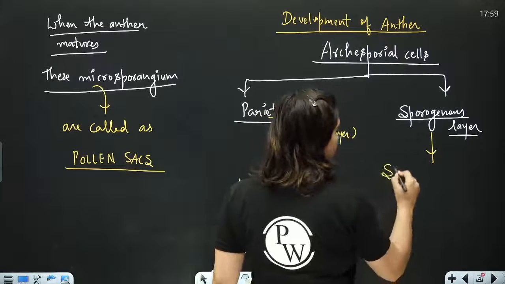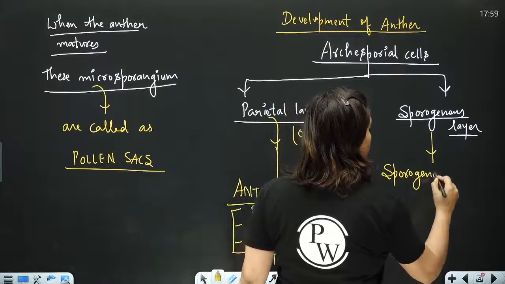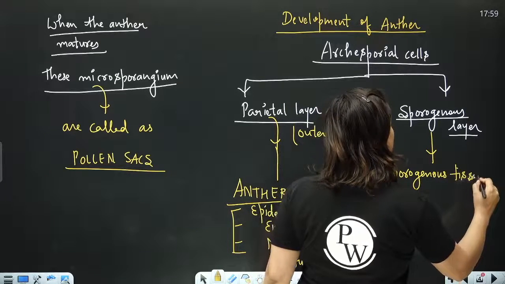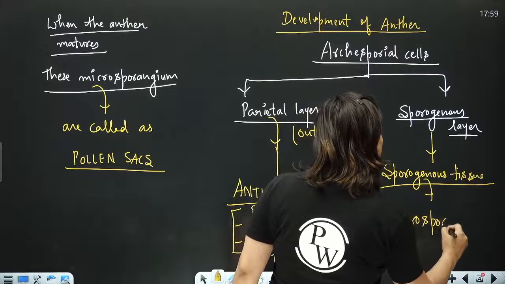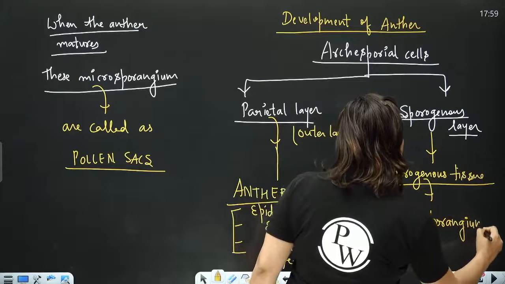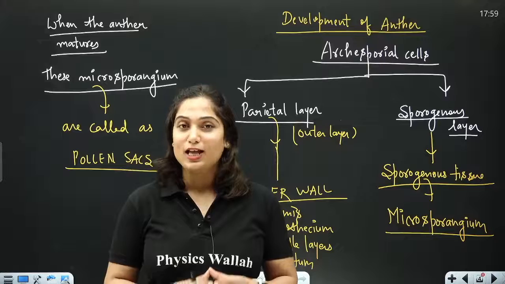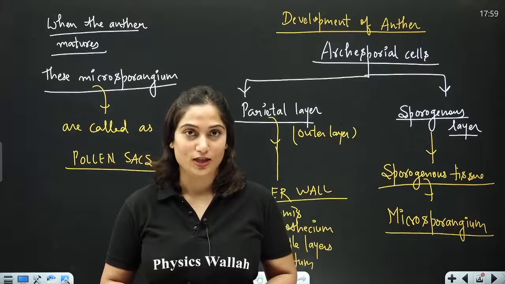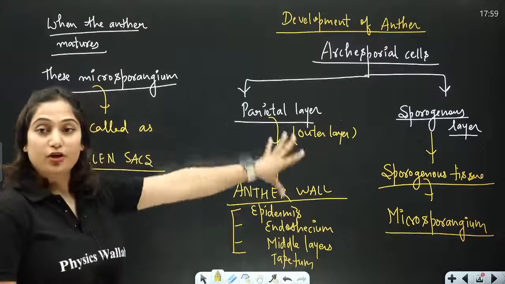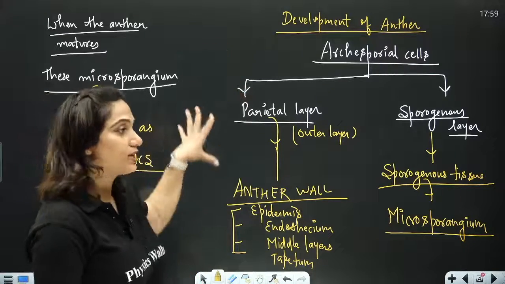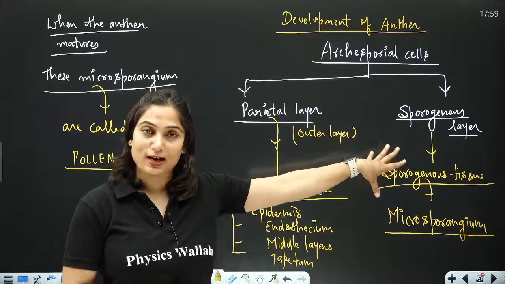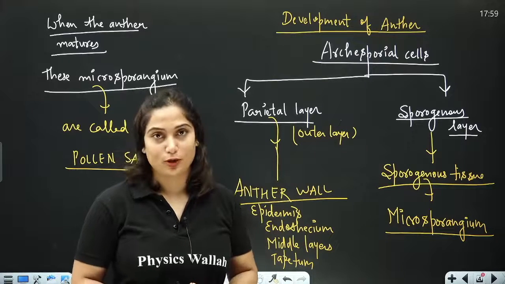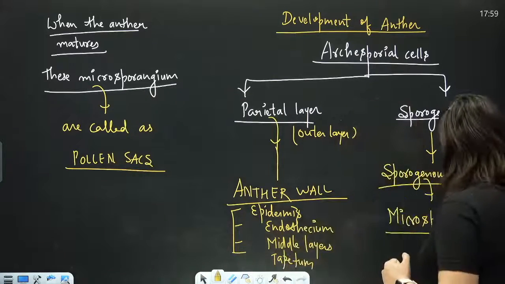The sporogenous layer ultimately gives rise to the sporogenous tissue, and this sporogenous tissue ultimately forms the microsporangium, and within these microsporangia there will be development of microspores, and then those microspores will give rise to pollen grains. Okay, so this is how development of anther occurs, right? These special cells give rise to 2 layers. The parietal layer gives rise to the wall of the anther, and the sporogenous layer ultimately gives rise to the pollen grains.